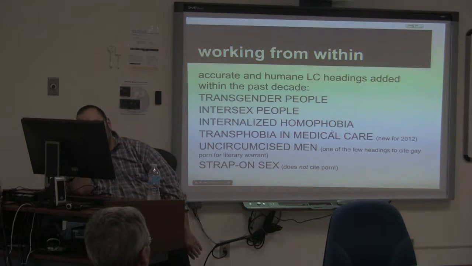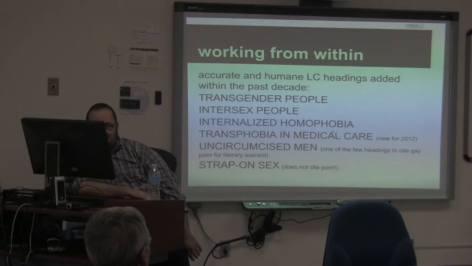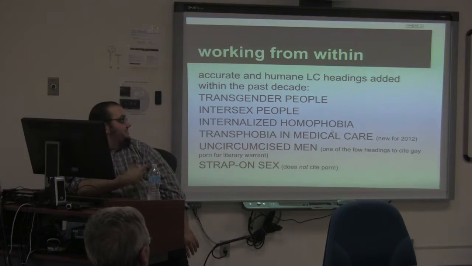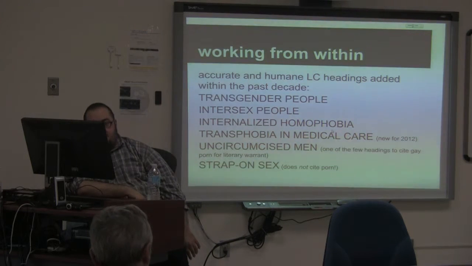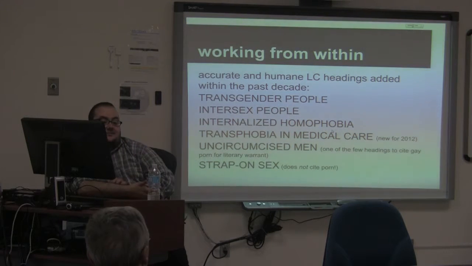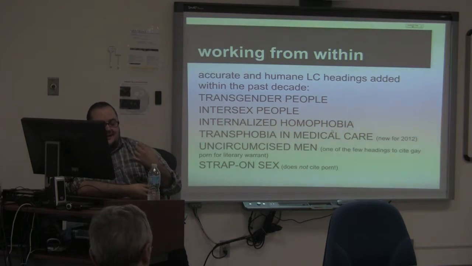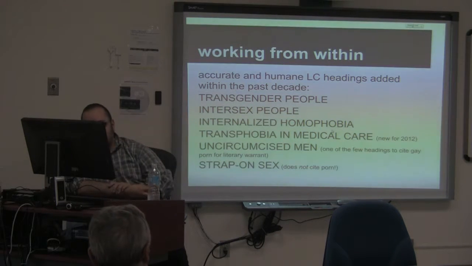And then these other two I kind of threw in just because it's impressive where controlled vocabularies can lead you. There's uncircumcised men as a subject heading, and for these terms you're supposed to cite the works you were cataloging that offered this term to you, and sort of justify their existence. And this is one of the few terms that I know of that cites gay porn as where it came from.